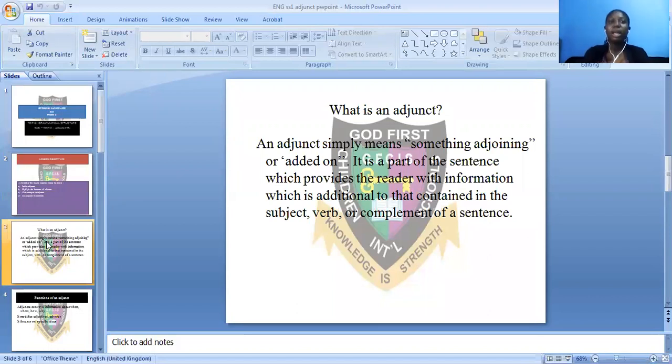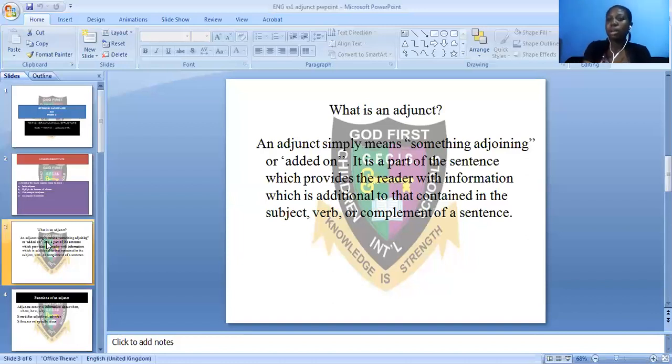What is an adjunct? An adjunct simply means something adjoining or added on. It is a part of a sentence which provides the reader with information which is additional to that contained in the subject, verb, or complement of a sentence. Now, an adjunct simply means you are adding something. You already have a part, maybe some group of words, a sentence, a clause. So when you're adding something else now to give more information, that is an adjunct. What you're adding, the extra word or the extra phrase, is an adjunct, because you're adding it to give more information. It is adjoining, added on to. That is why it is called an adjunct.